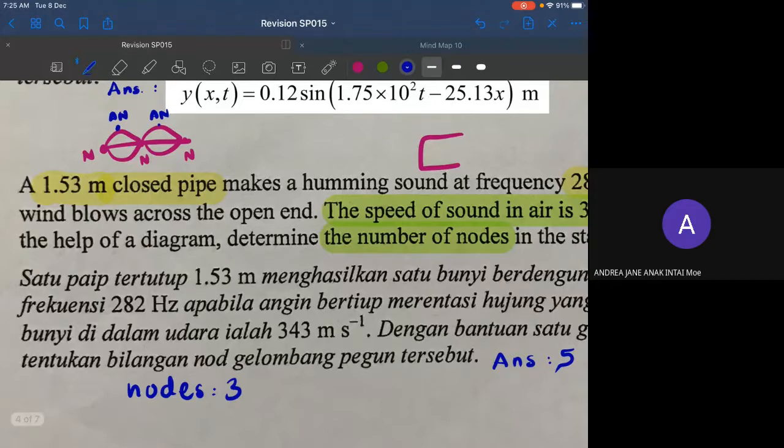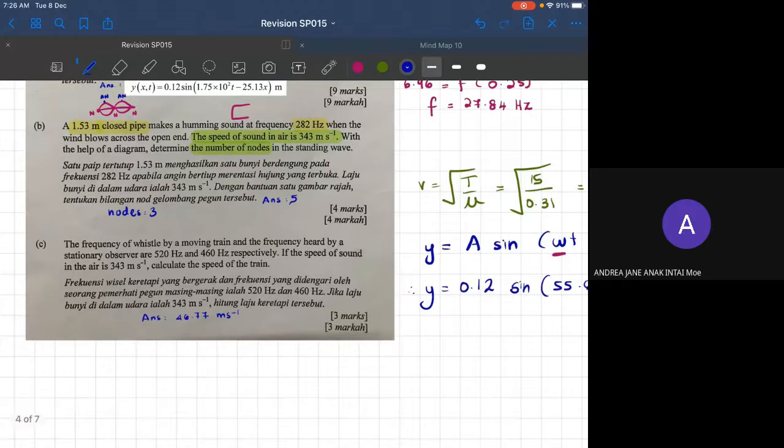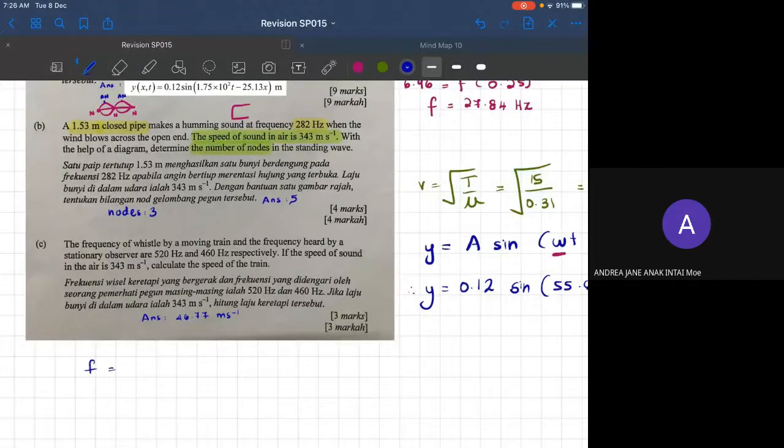Okay. Tak apa, kita tulis dulu formula apa benda yang kita ada. Okay, so kita ada frekuensi sama dengan 282 Hz. Okay. And then kita ada panjang pipe tu adalah sebanyak 1.53 meter kan. And dia kasih speed of sound 343. Okay. Right. So sekarang ni kita nak tahu bilangan notes tu.